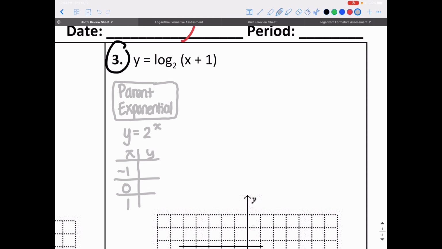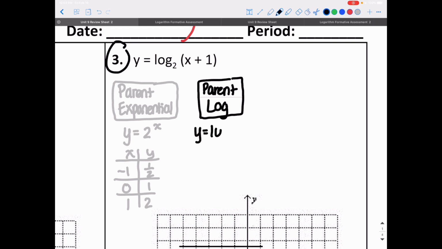If I plug in -1 for x, I'm going to get 2 to the negative first power, or 1/2. If I plug in 0, I'm going to get 1. If I plug in 1, I'm going to get 2. From there, I'll be able to go to my parent logarithm. So that's going to be the most basic logarithm with the same base as the final logarithm that I want. It's the most basic logarithm with base 2, which is the equation y is equal to log base 2 of x.